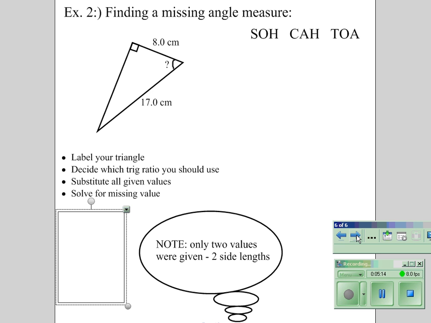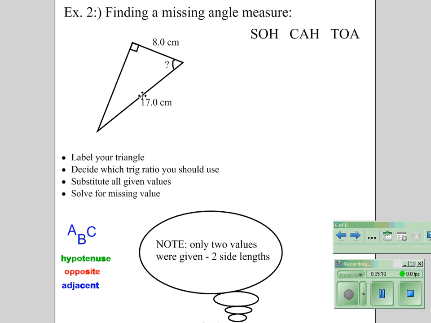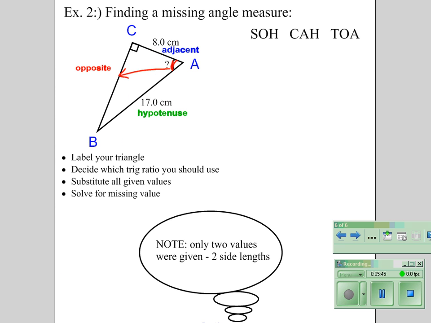For the second example, we start by labeling the triangle, and you'll notice the triangle's been switched around, it's flipped around in a different direction. We can still label it, so we have A, B, C, and in this question the highlighted angle, the one we don't know, is A. So when we label, the hypotenuse is across from the right angle, but side opposite of A will be over here. Okay, and the one beside A, or adjacent to A, is at the top.